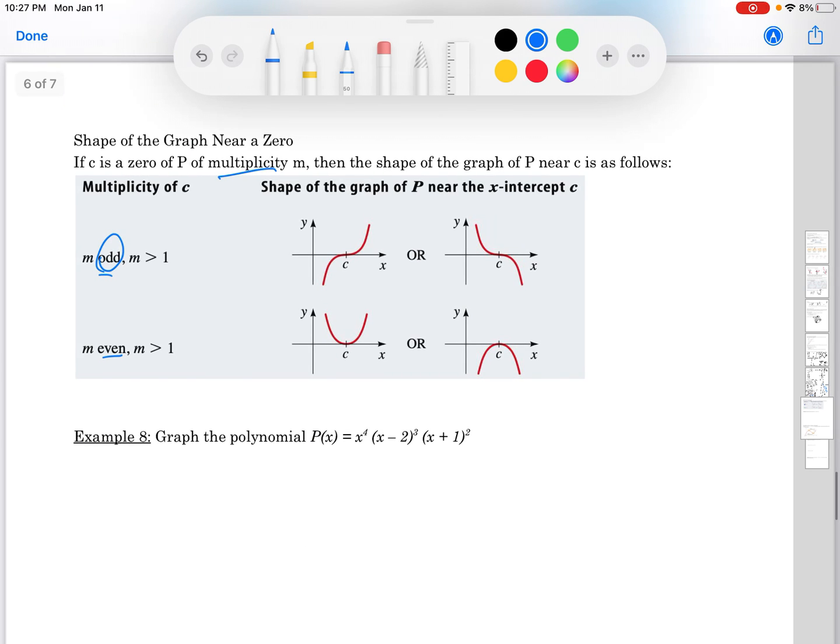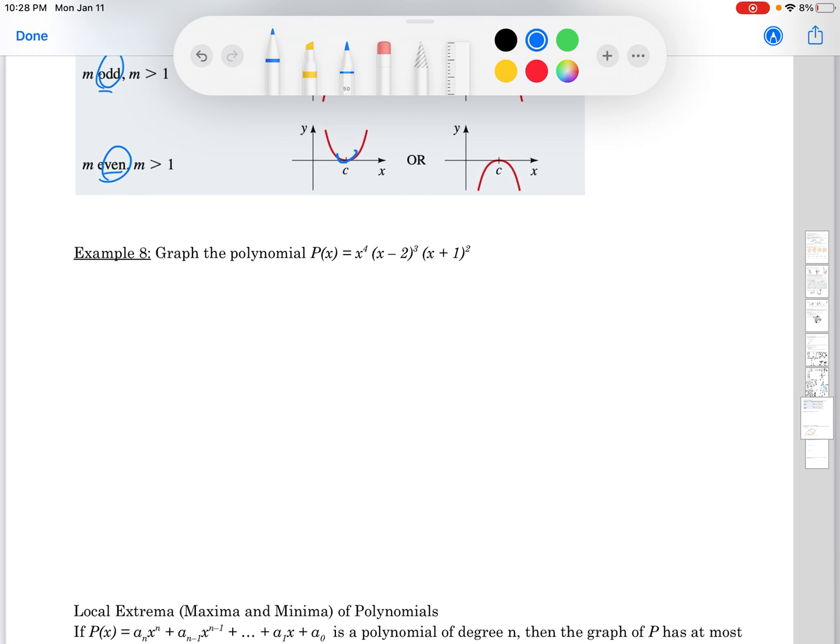So when it's odd, I'm just going to cross right through. When it's even, I'm just going to touch and go. All right, so let's try graphing this. I'm seeing this. This is an even that is going to tell us we need to bounce. Same thing here. This is telling us we're going to have a bounce there.